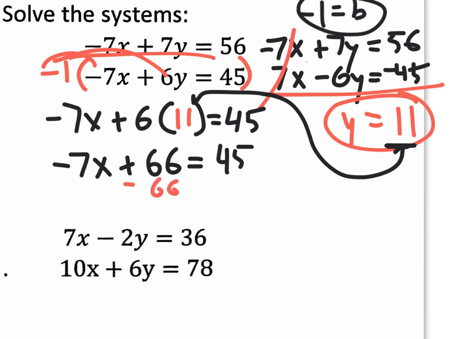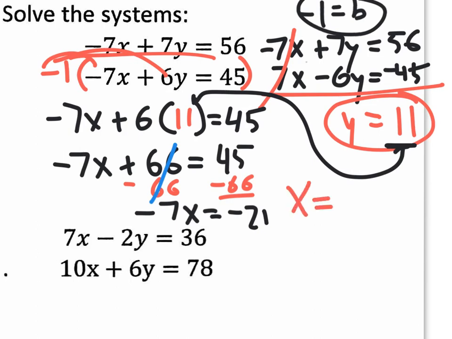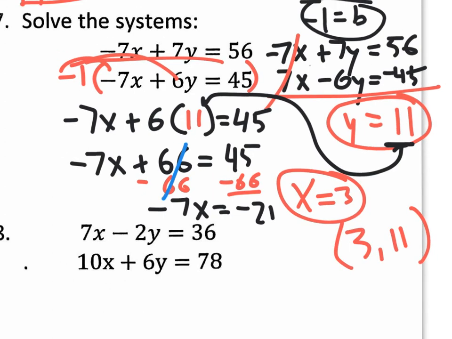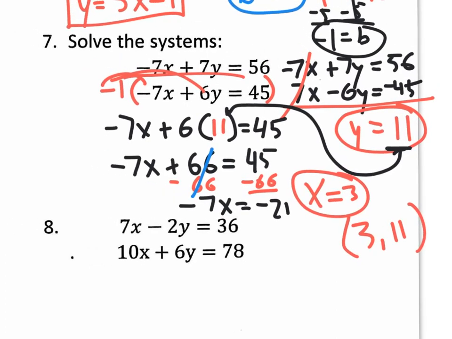Subtract 66. You're going to end up with -7x equals, what is it? -21. And of course, the final step would be to divide by -7. I ran out of space. If I divide by -7 here, divide by -7 there, you're going to get x equals 3. x equals +3. So your final answer as a coordinate is (3, 11). If you wanted to double check, all you have to do is plug it back into the original, see if it gives you true statements on both.